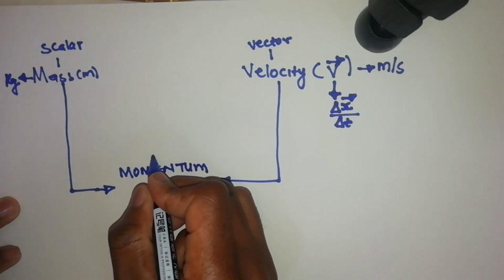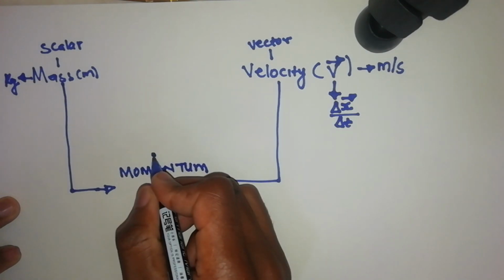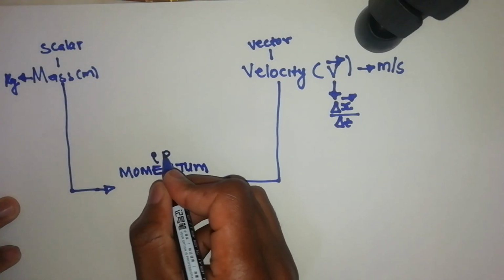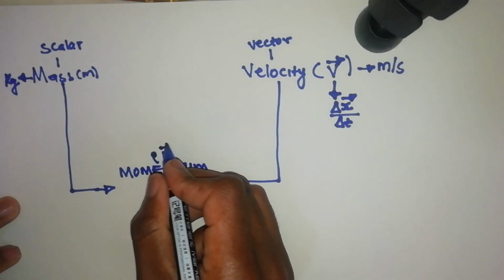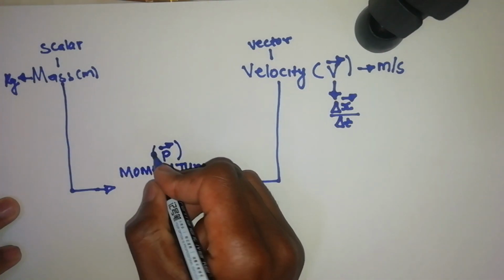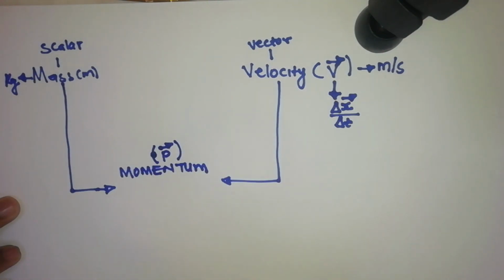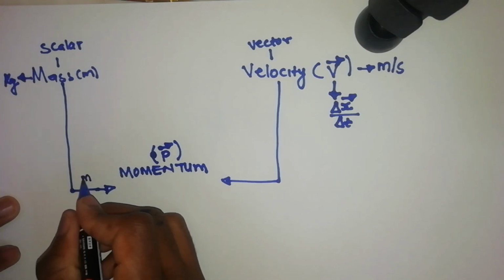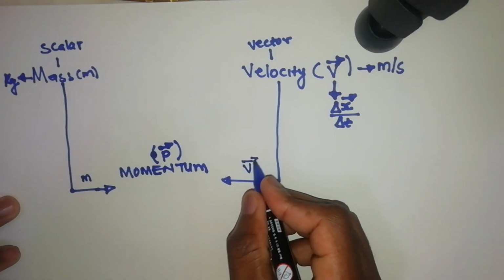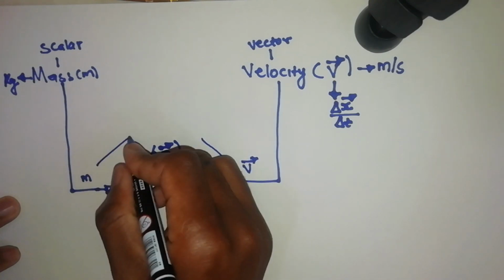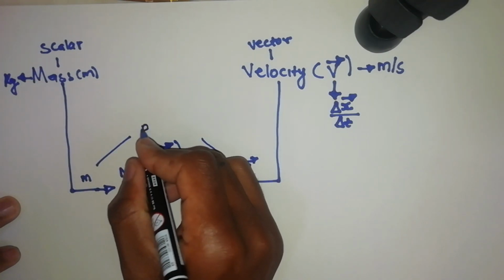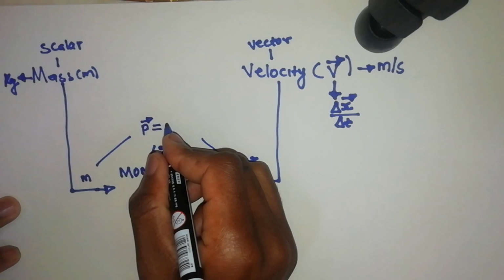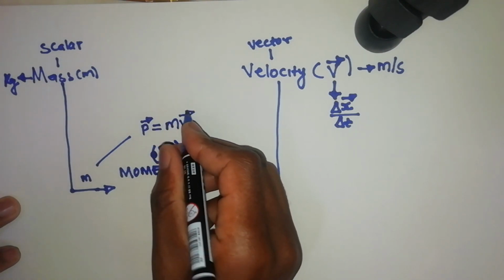And the symbol for momentum becomes P, capital letter P, with an arrow above it, because momentum is a vector quantity. It has both magnitude and direction. So this means you are multiplying two variables, m and v, to get P equals mv.